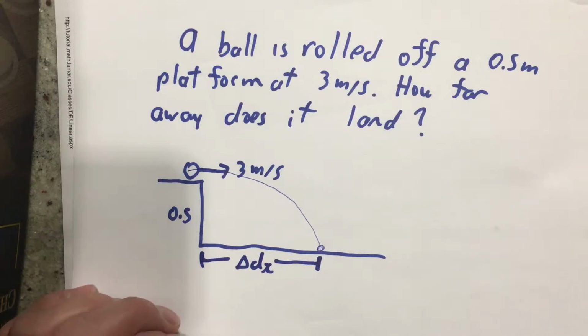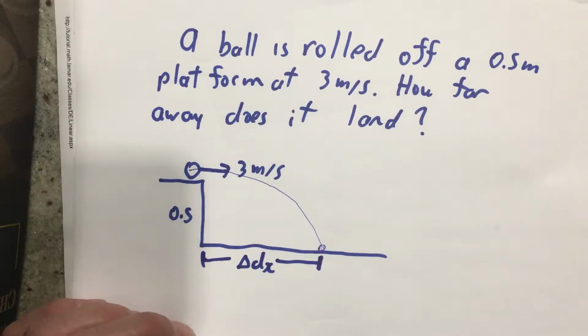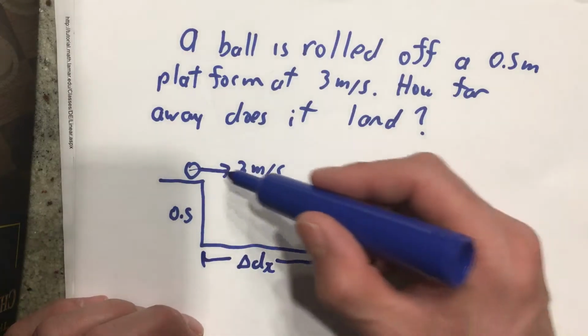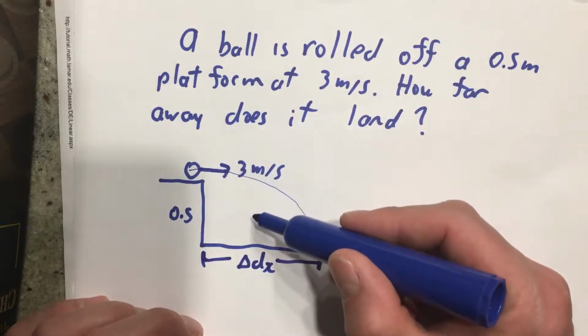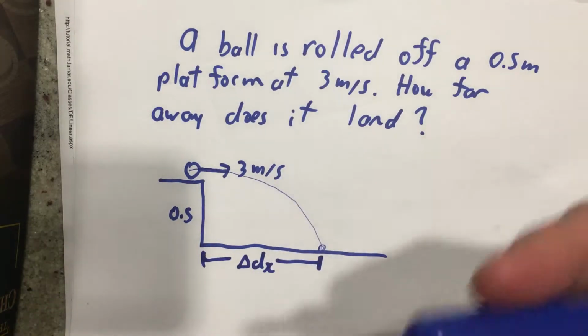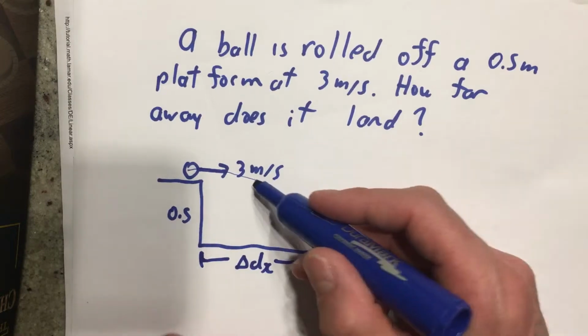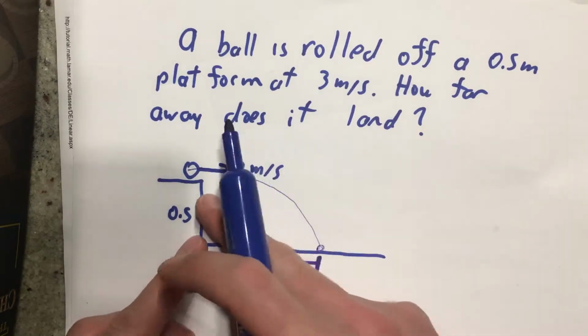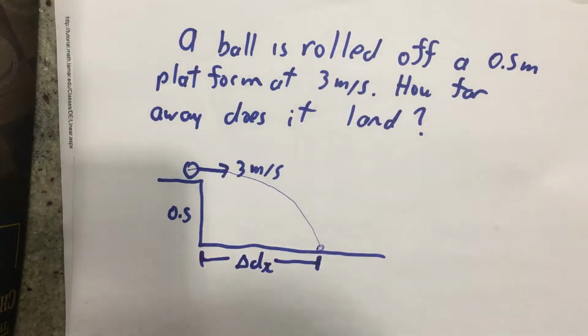So here's how we're going to solve this. We're going to use vertical analysis to determine how long the ball is in the air for. We're then going to multiply that time in the air by 3 meters per second to determine how far forward it goes.